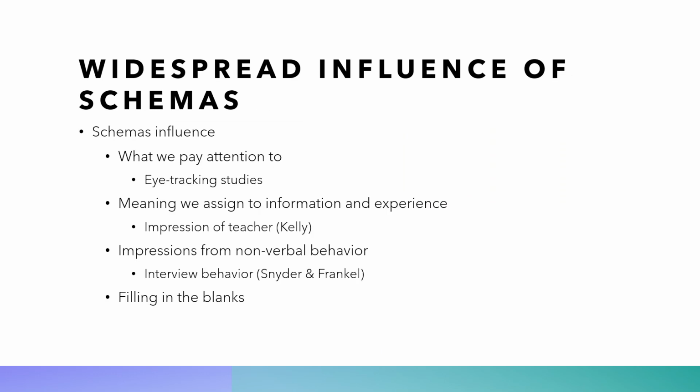It shouldn't come as a surprise at all that our schemas influence quite a bit. You know, they're the building blocks of our understanding of the social world. So schemas influence a wide range of things, including what we pay attention to. So there have been a lot of really interesting eye tracking studies finding that when you make salient, right, or prime something, it guides where people pay attention to a given stimulus.